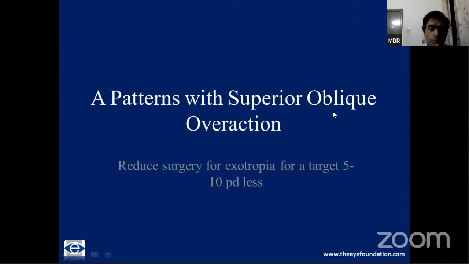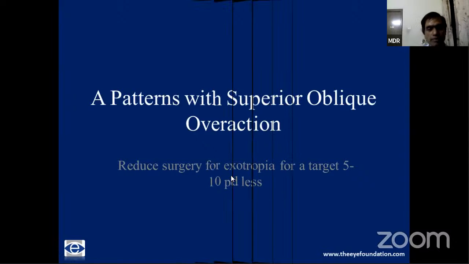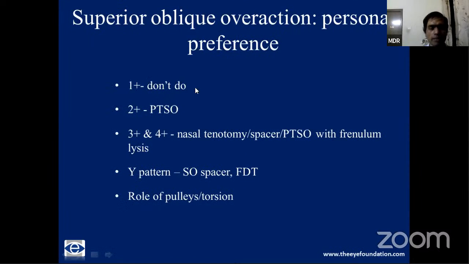Here for exotropias, you need to reduce the target angle by 5 to 10 prism diopters because superior oblique has some kind of an abducting action. So if you weaken it, again, I request the panelists to correct me if wrong. I generally reduce the target angle by 5 to 10 prism diopters for superior oblique. So my personal preference is 1 plus don't do. For 2 plus, I would do a posterior tenectomy of the superior oblique. For 3 plus and 4 plus, I would either do a PTSO with frenulum lysis or a nasal tenotomy.